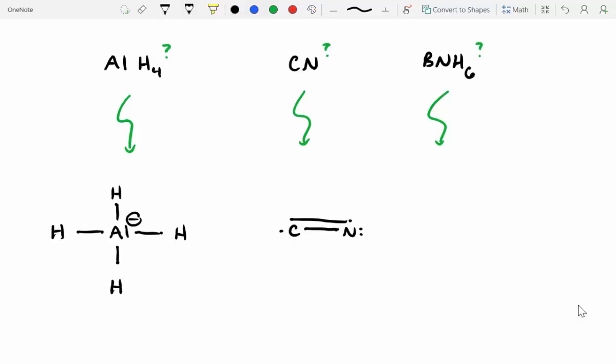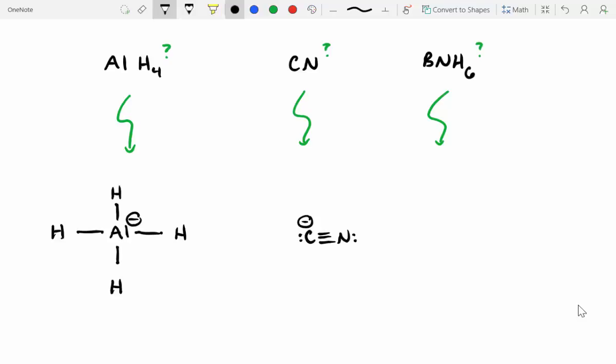So if we were to look at this and draw it out nicely, I'm going to erase it. We could have carbon, triple bond, nitrogen. That nitrogen has a lone pair. This carbon has a lone pair. However, this carbon has a formal negative charge on it. Does that make sense? All right, now the tricky one.